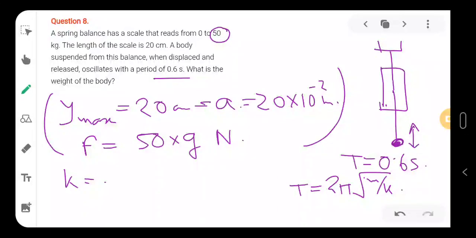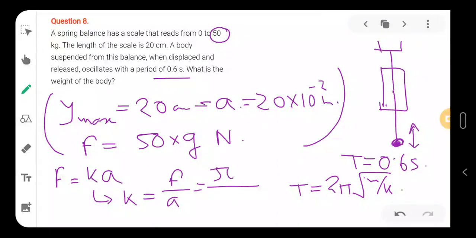K, we can write that force is equal to Kx, that means K into amplitude. Maximum force is K into amplitude, I can write. So K will be equal to force by amplitude. So that means 50 G by 20 into 10 to the power minus 2. Whatever it will come, just put the value of K right here, put the value of T out here, so you can easily find out the value of mass from here. So this math we can do like this.